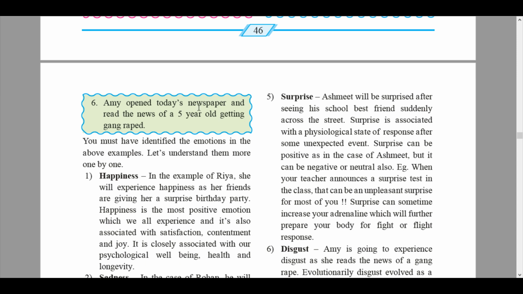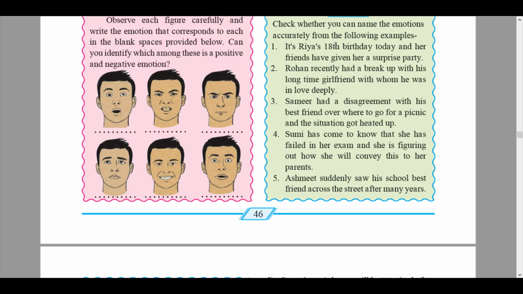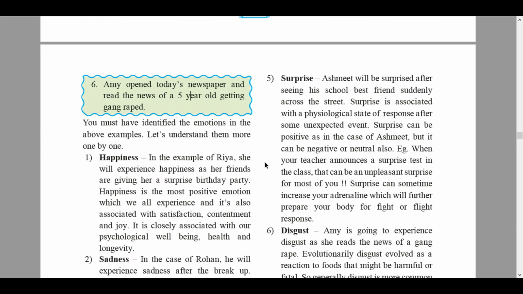So just take 5 minutes, pause the video, guess this for yourself, answer the activity, and then move forward. Please be honest to yourself. Pause the video here and check how accurate you are in this. So the first one here is, it's Ria's 18th birthday today and her friends have given her a surprise party. So here she will feel happy.